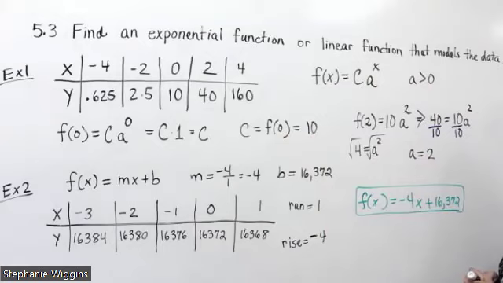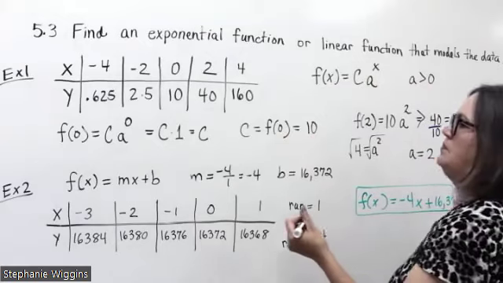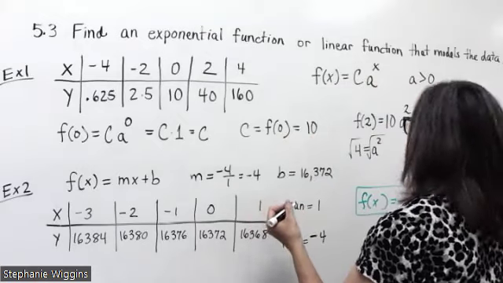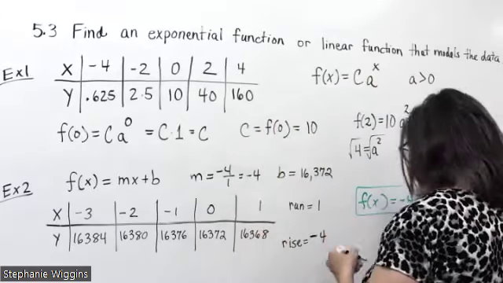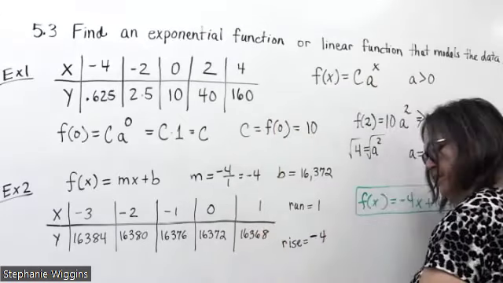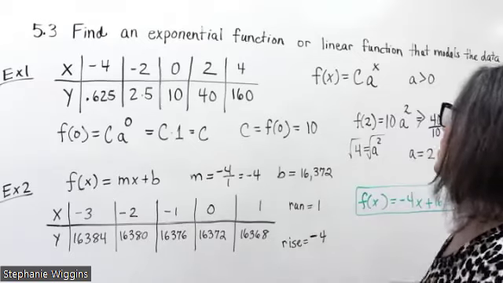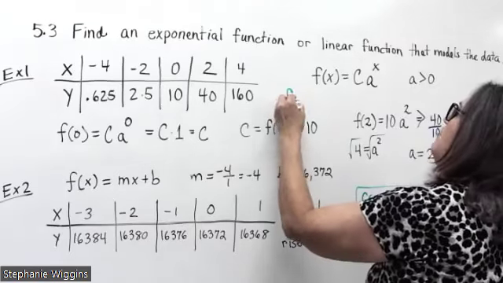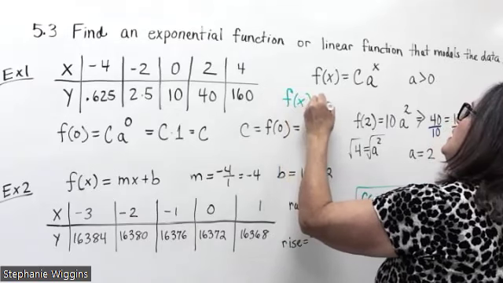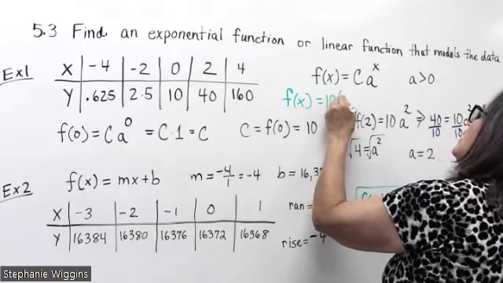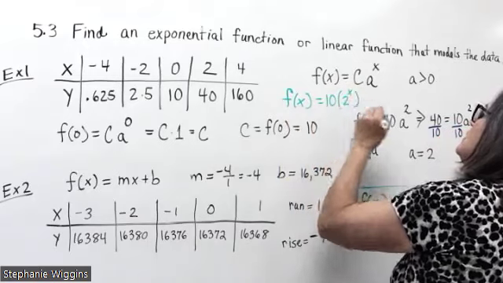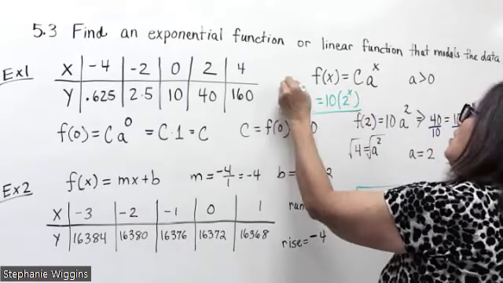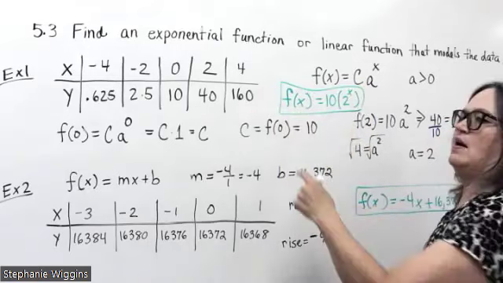And so the specific model that we have here for this function, I'm running out of room to write it, so I'll just write it right here, in a different color, is going to be f of x equals 10 times 2 to the x. And so this is our exponential model for this set of data.